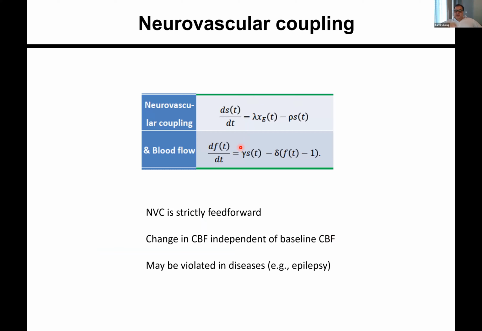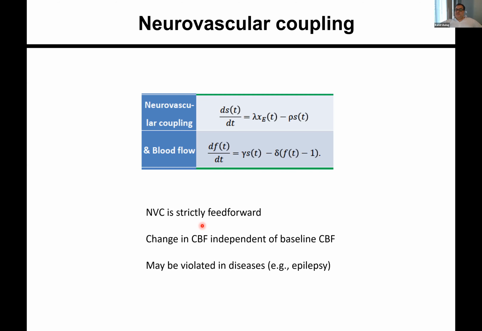For the neurovascular coupling, we assume it is strictly feed forward, which means neurons are active, they release chemicals, and the chemicals act on the muscles of blood vessels. The blood vessels then respond, if neuroactivity increases, by dilating and delivering more blood to the tissue. And I think this is true for healthy physiology within the standard physiological range.